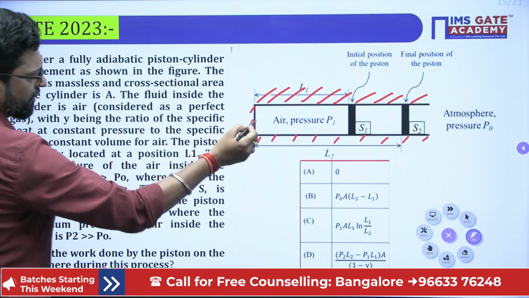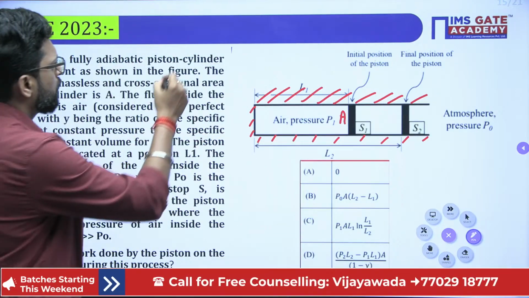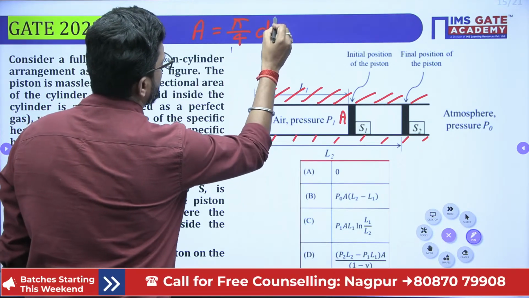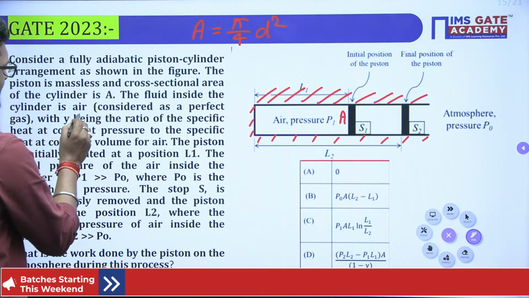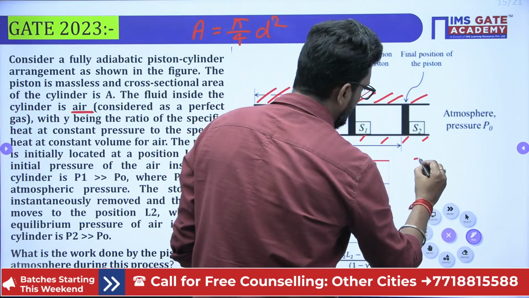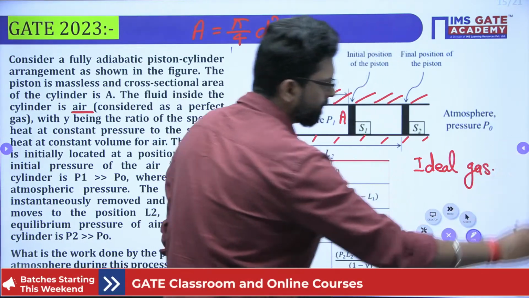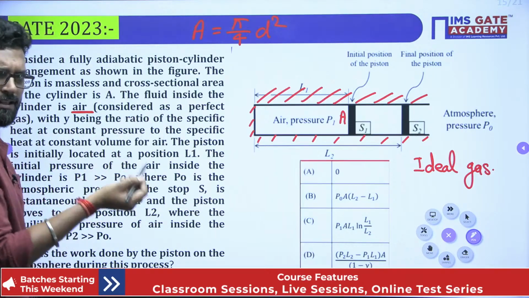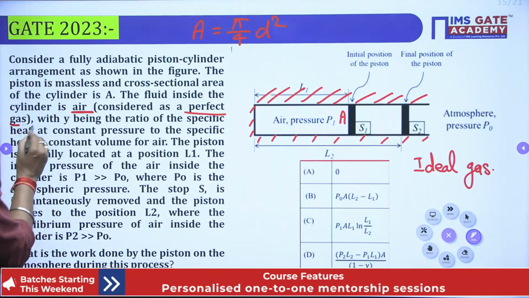And the cross-section area A is given. How do we calculate the cross-section area? You can calculate it easily: pi by 4 times the bore diameter d squared. The fluid inside the cylinder is air. This is very important, because it means an ideal gas. We take the fluid as an ideal gas, considered as a perfect gas, which behaves as an ideal gas under certain conditions.